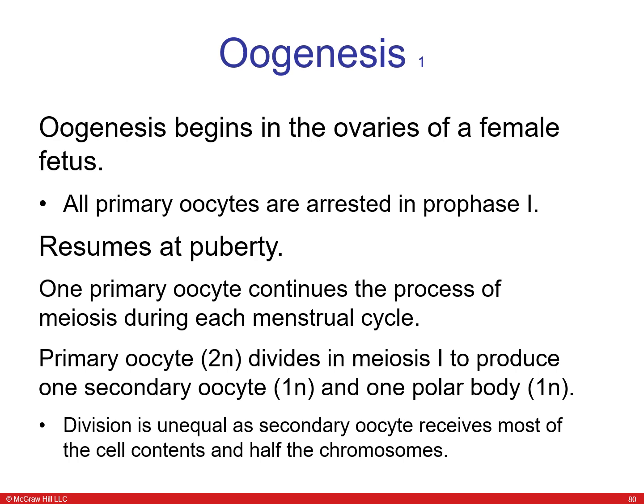Oogenesis begins in the ovaries of a female fetus. All primary oocytes are arrested in prophase 1, and it resumes at puberty. One primary oocyte continues the process of meiosis during each menstrual cycle. It divides in meiosis 1 to produce one secondary oocyte and one polar body.